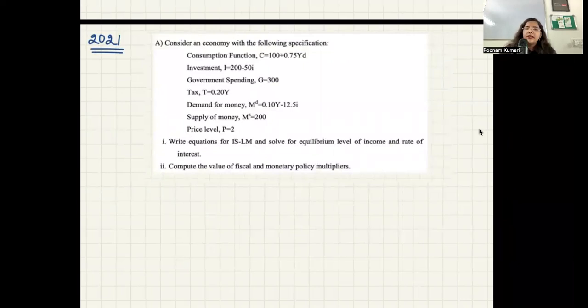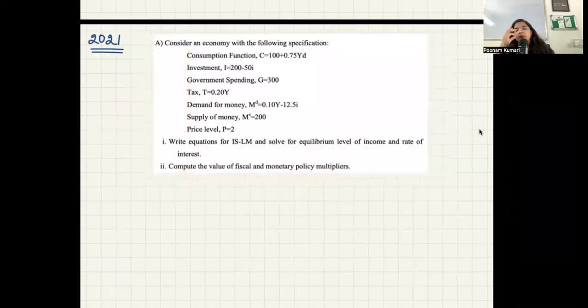So consider an economy with the following specification. An economy is given with some specifications. First thing is consumption function, then investment, then government spending, then taxes, then demand for money, then supply of money, price level, and then you have to write the equation for the IS and LM and solve for the equilibrium level of income and rate of interest. And then finally, it's written that compute the value of fiscal and monetary policy multiplier.